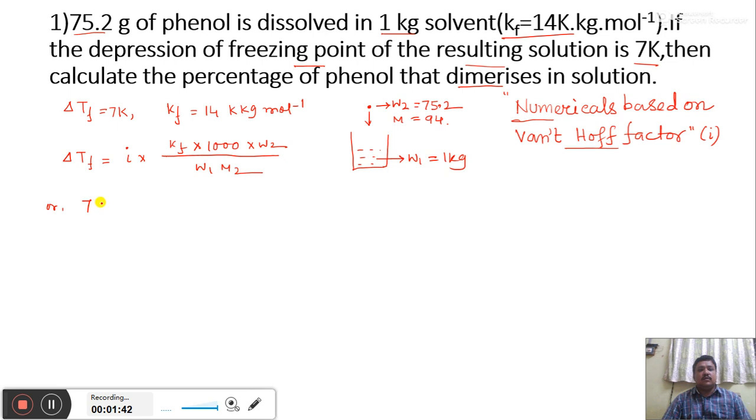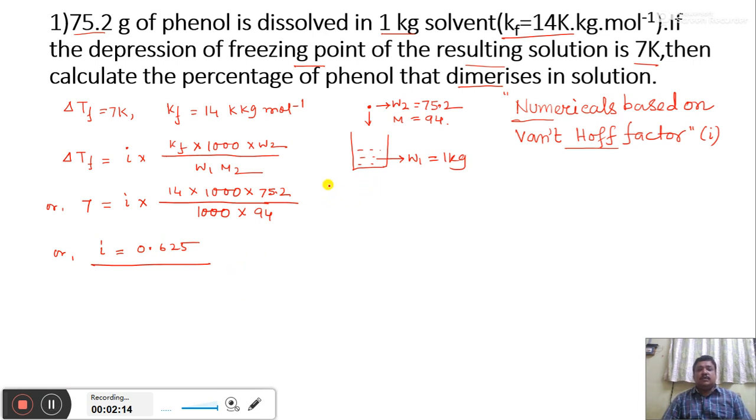or 7 is equal to i into 14 into 1000 into W2 is 75.2 by W1 is 1 kg means 1000 gram into M is 94. By calculating, we get the value of i is 0.625. So, Van 't Hoff factor is 0.625.